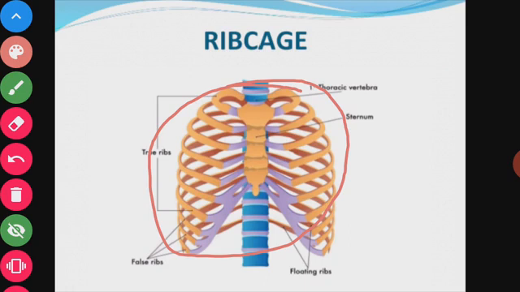The last two pairs of ribs are free and are called floating ribs. Ribs also play an important role in respiration. During inhalation, when we inhale oxygen from air, our ribs expand.